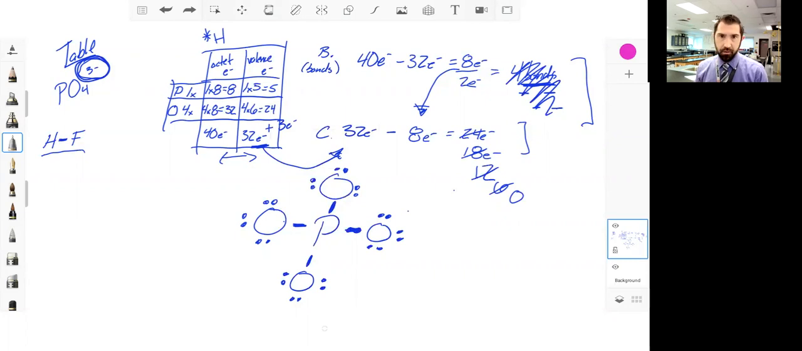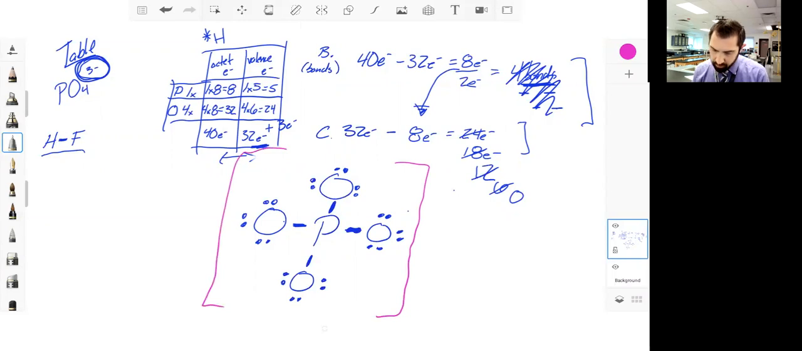The last thing we need to do, though, is remember how important that charge was, the 3- charge. Whenever you have a situation where you've added electrons because of a charge, you need to show that, and we're going to show that with brackets. So we put the entire structure in brackets, and we put a 3- charge on the outside. So again, there's a nice slow example, took my time, of how to do the table method for something that has a charge.